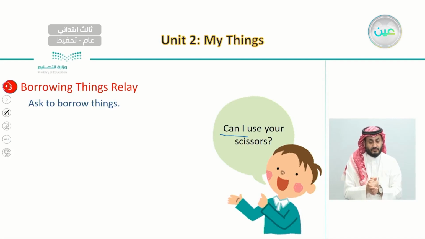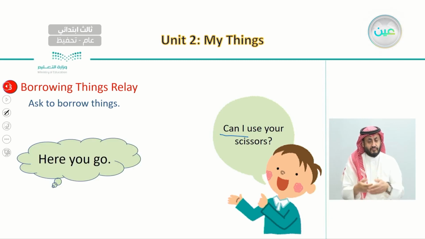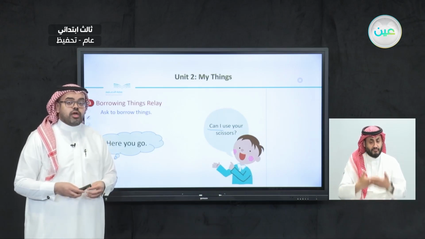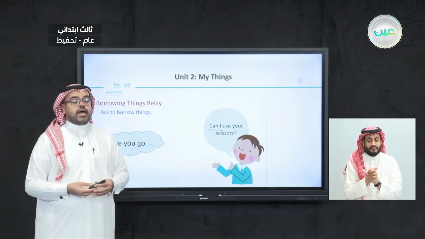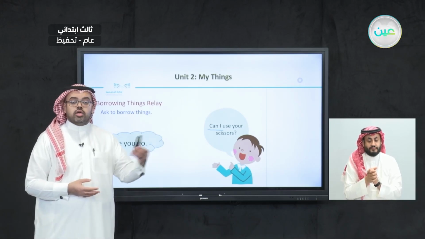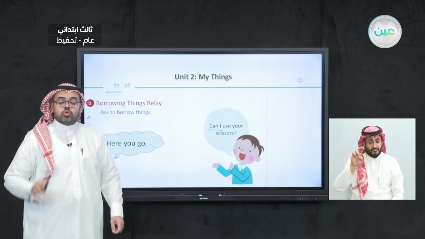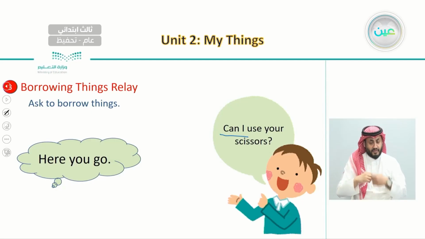And what should the other person say? The other person should say only one phrase, which is here you go. So if someone asks you, can I use your scissors? You would say, here you go. If he said, can I use your book? You would say, here you go. Can I have your pen? You can say, here you go. So always when you give people something, you must remember to say this phrase, here you go.